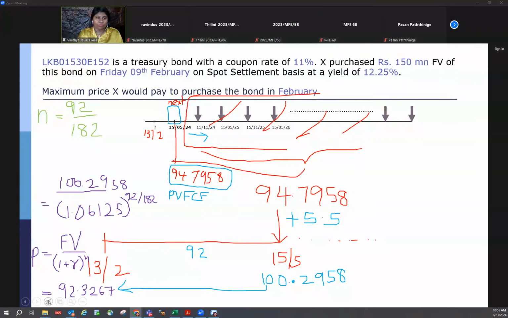$97. Can somebody verify whether this is correct or not, please? $97.4106. I have another answer. Okay, 97.3264. That's closer. That might be rounding error. So we'll stick with this.